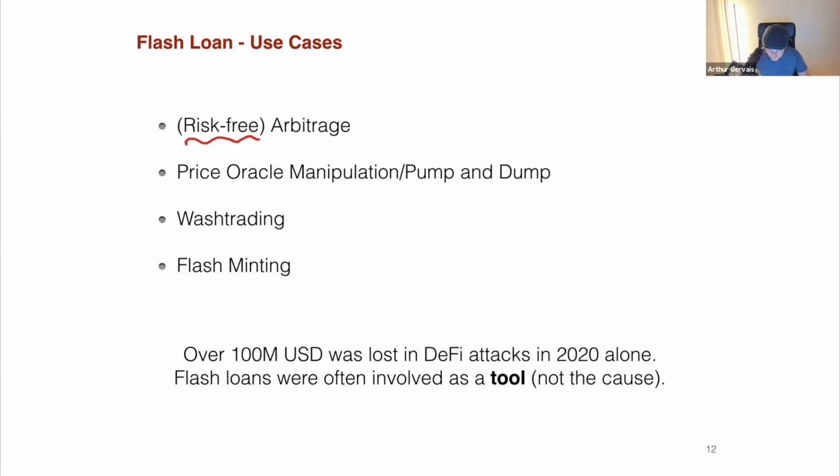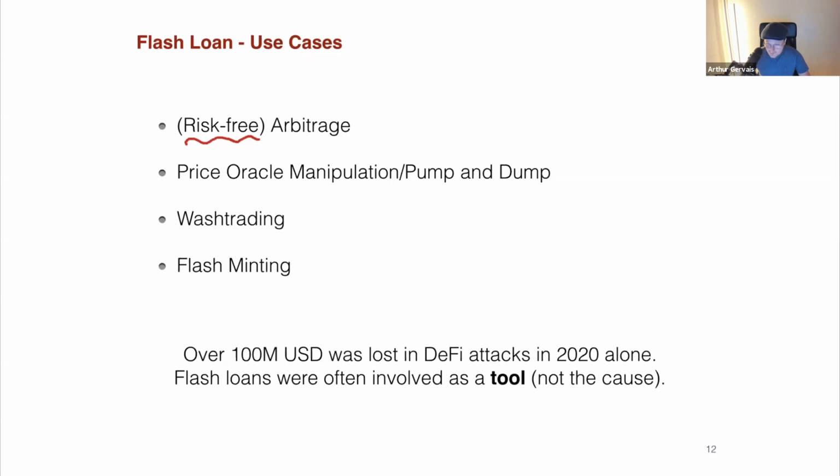Flash loans can also be used to manipulate price oracles, as Sam said. They can help you to pump and dump instantly a particular market, which can be prevented with time-weighted average price oracles, as Sam outlined beautifully. Flash loans can be used for wash trading. So wash trading is the process of buying and selling an asset without the actual intent to hold that asset. It's just to inflate the trading volume, to send a wrong signal to the market, to the other market participants.